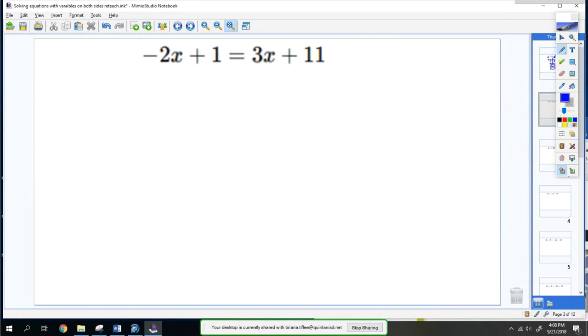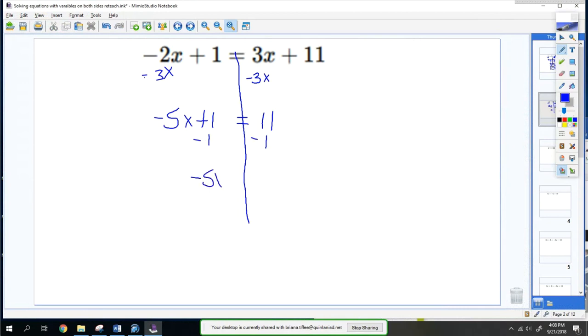Negative 2x plus 1 is equal to 3x plus 11. So again, draw your line. I'm going to subtract 3x from both sides. Negative 2x minus 3x is negative 5x plus 1 equals 11. Now I'm going to subtract 1 from both sides. Get negative 5x equals 10. Negative 5 is being multiplied, so do the opposite and divide it. And you get x equals negative 2.